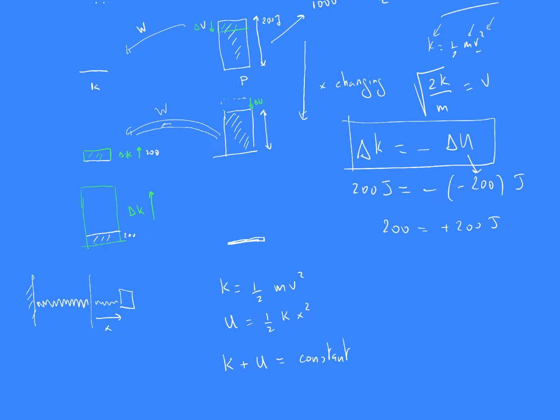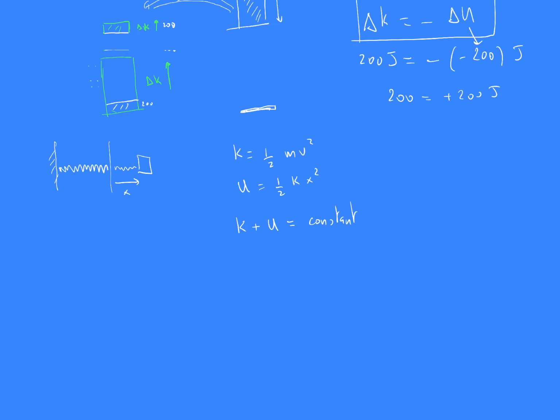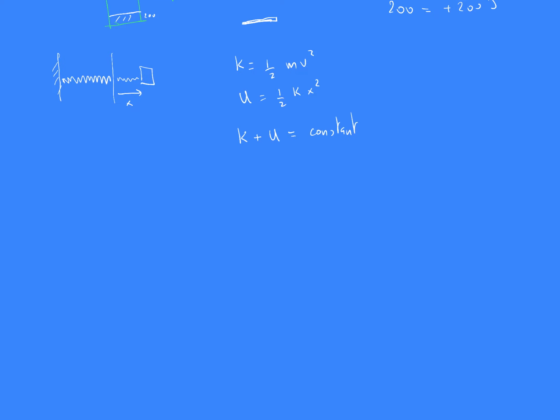You can play the game on the opposite side. For example, you have the object here. Let's say that the object has kinetic energy of 800 joules. Okay, and here is the potential energy. Let's say that the potential energy is 1000 joules. So here is U, here is K.